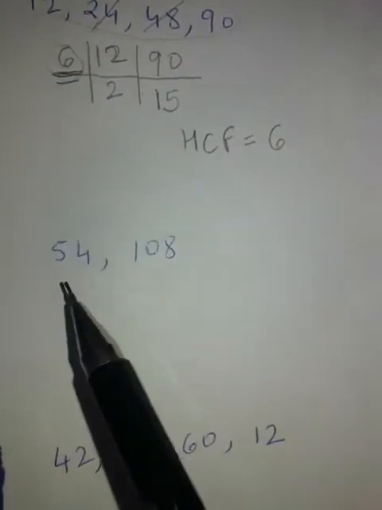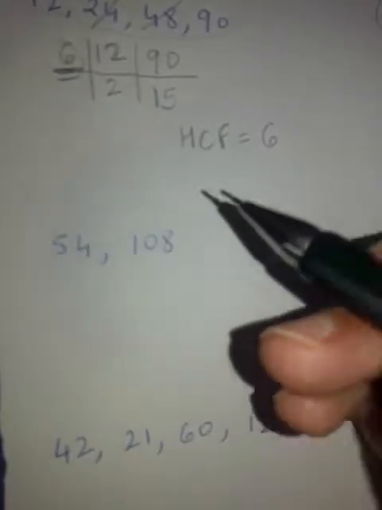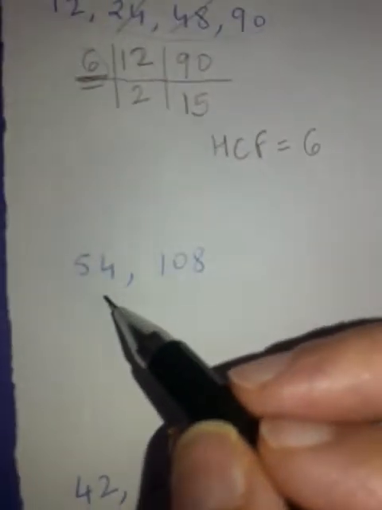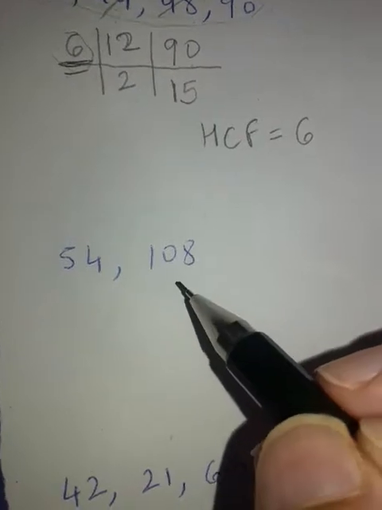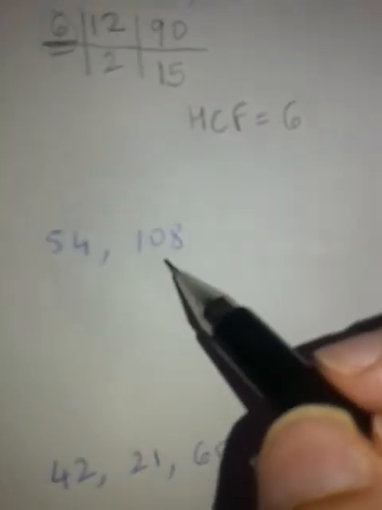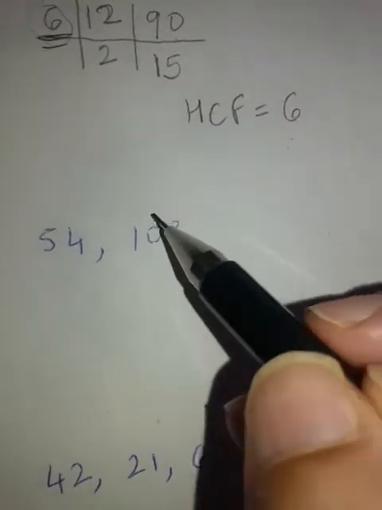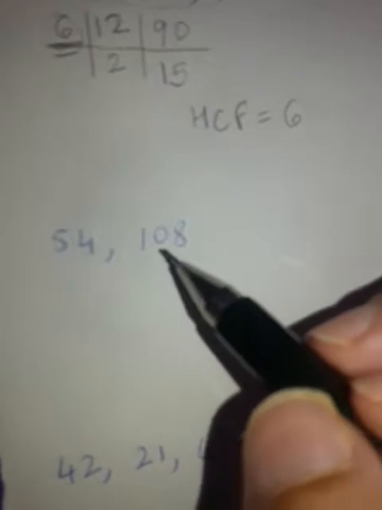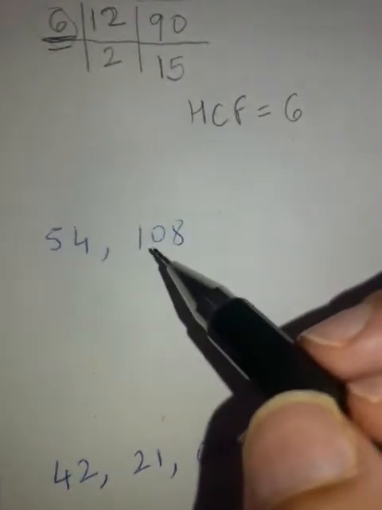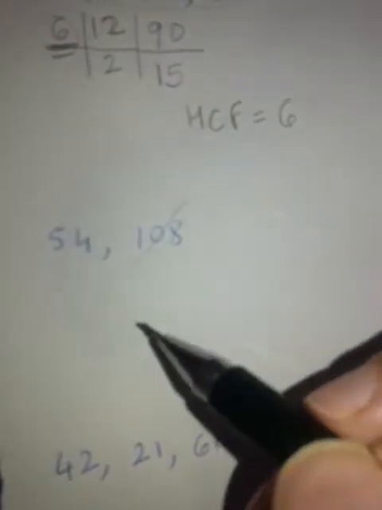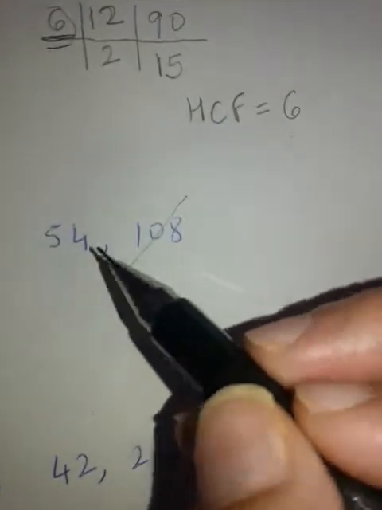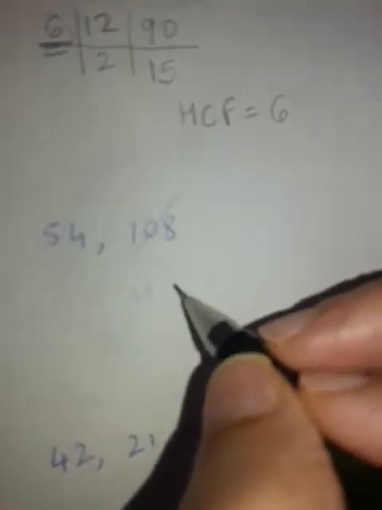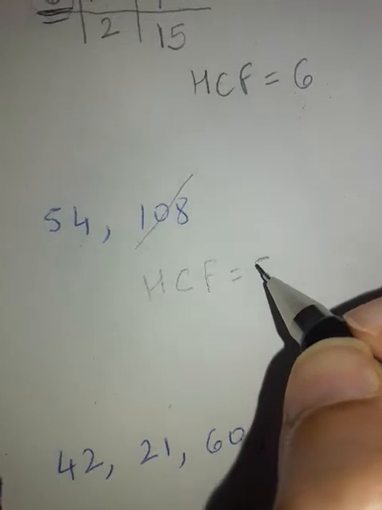One more example, 54 and 108. Now between 54 and 108, I observe that 54 multiplied by 2 is 108. That means 108 is a multiple. So what am I going to do? Since I am asked to ignore multiples, I am going to ignore it. So I am left with 54. That means the HCF of these two numbers is 54.